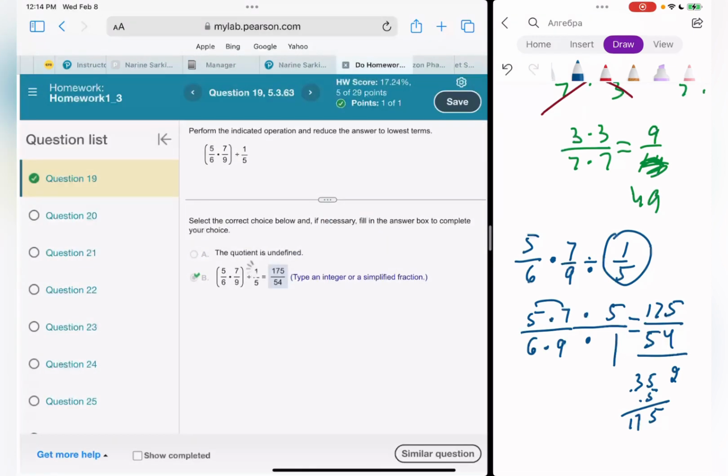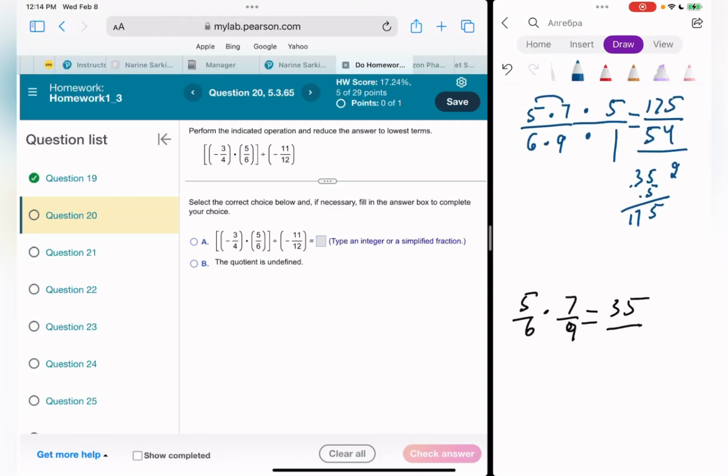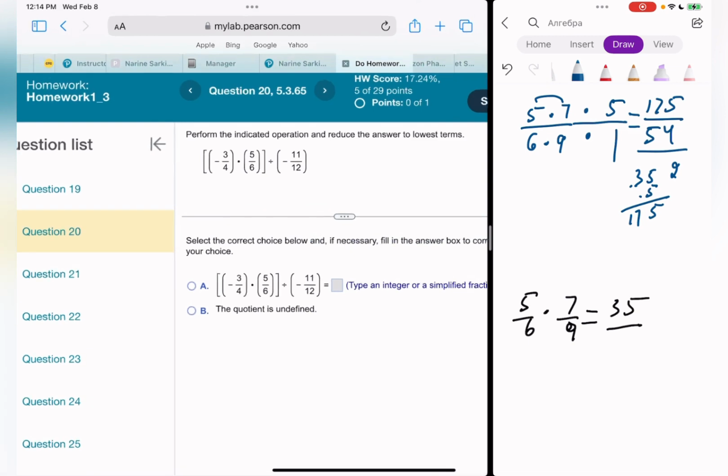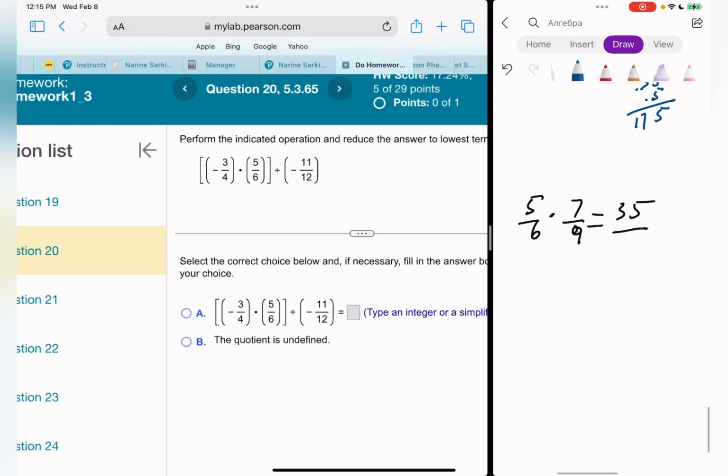Well done. Next question. Okay, here we have even... what is this? They put n parentheses, n square bracket. Why on earth did they put so many? Let's say negative 3 over 4, I understand. They put it in parentheses because it's negative, although even that one they didn't have to.